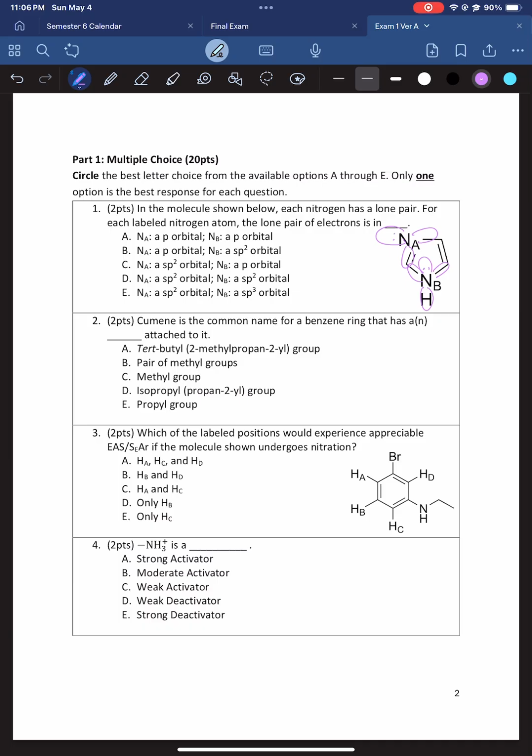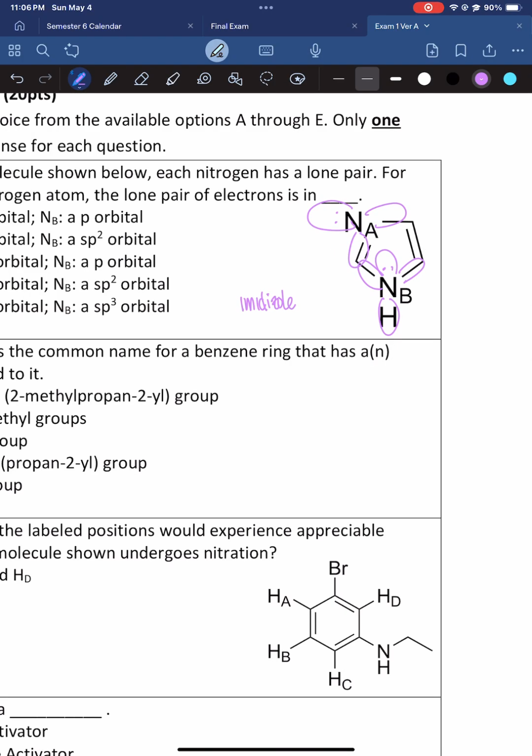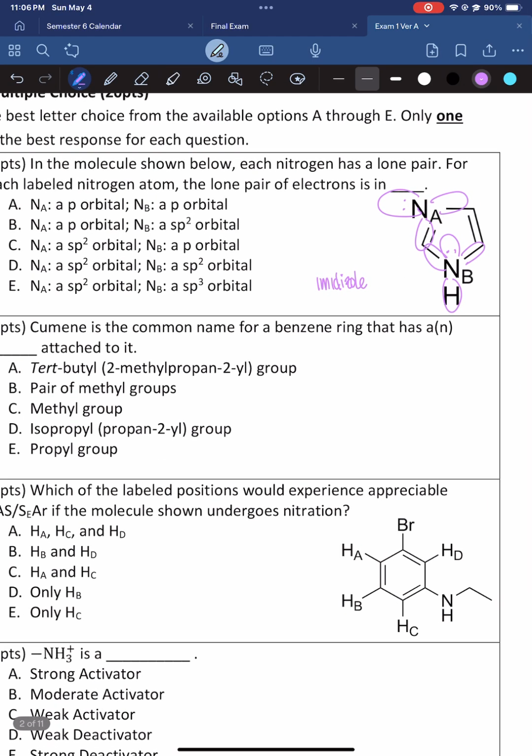In this case, we're asking which pair of orbitals the lone pair of electrons is in. If you aren't familiar with this molecule, it is actually imidazole. I think I spelled that correctly. It is a very common molecule, and I would definitely get to know that nice and well. So we want to know what orbital these electrons are in, so let's start with the nitrogen labeled A.